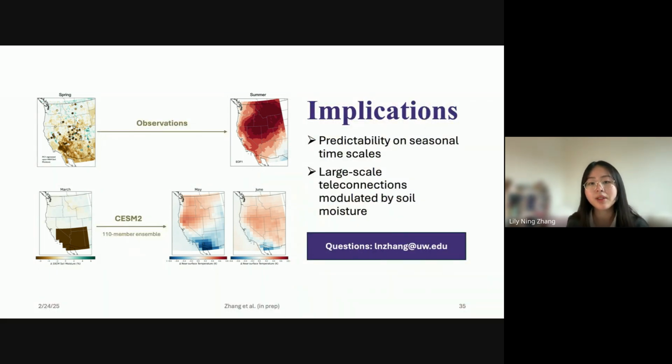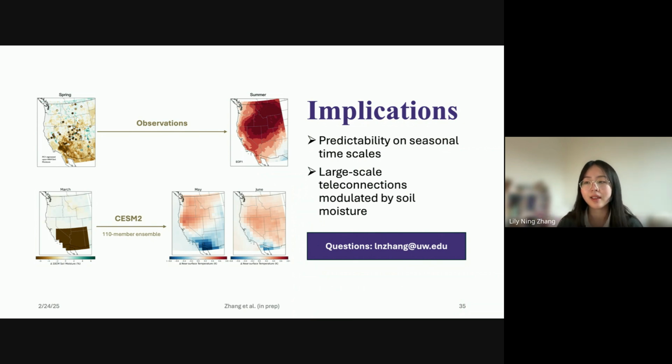The implications of our study: one, it has massive implications, I think, for predictability on seasonal timescales. If we're able to establish this link between preceding hydrologic conditions and an expectation for what summertime climate would look like, that would be a new source of predictability in the region.